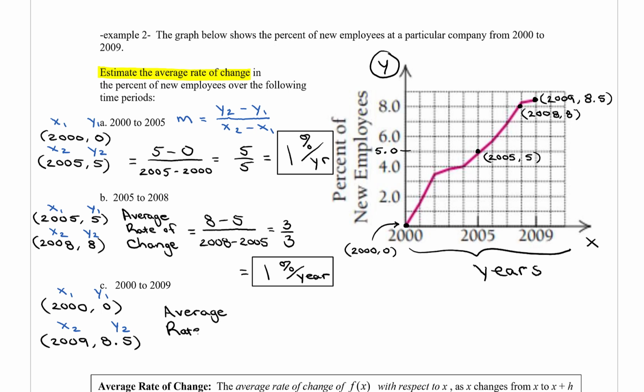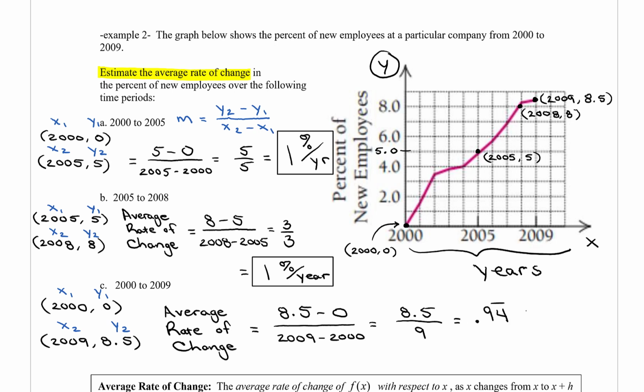Once again, I'm going to write down average rate of change is equal to, in the numerator, 8.5 minus 0 over 2009 minus 2000. This is going to be equal to 8.5 divided by 9, which is equal to 0.94 with the repeating bar over the 4. And we're going to label the units as percent per year, and we're going to box that in.